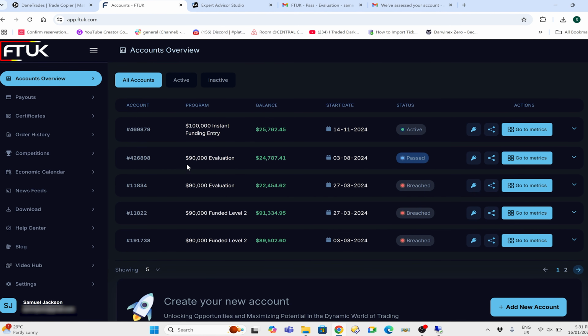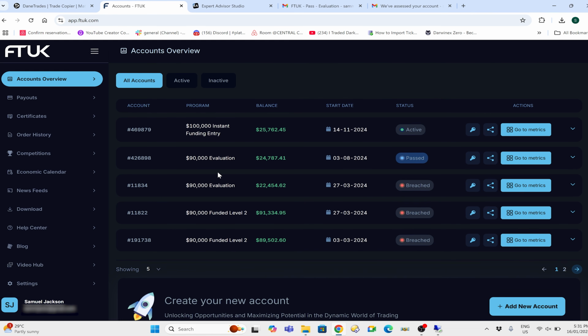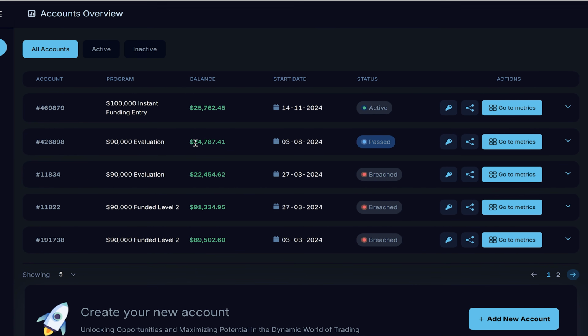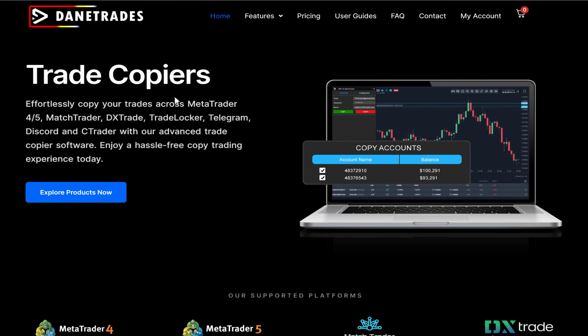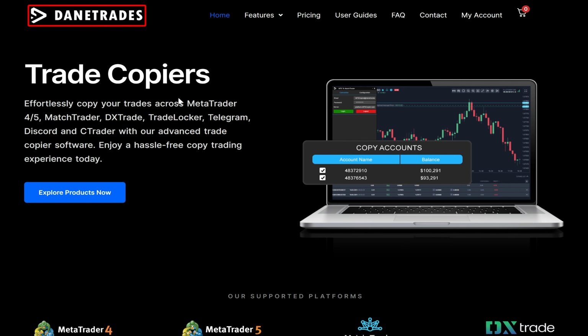Basically, FTUK uses the MatchTrader platform. So in order to be able to trade on it, I needed the copier. And the copier I used was the Dane Trades copier.